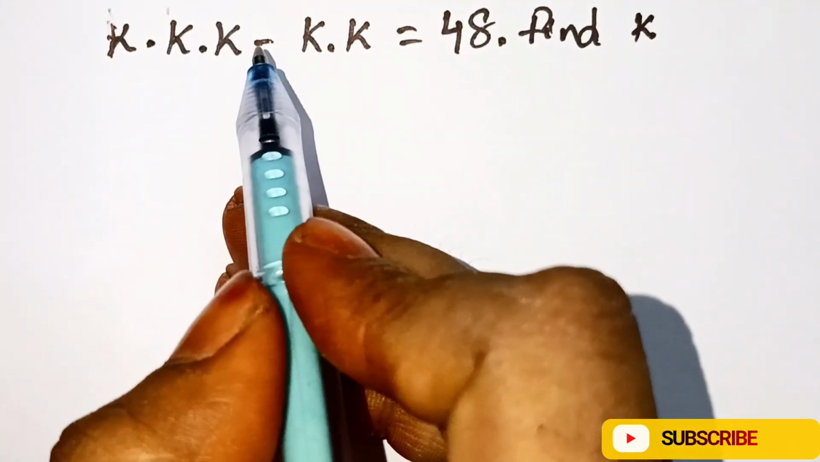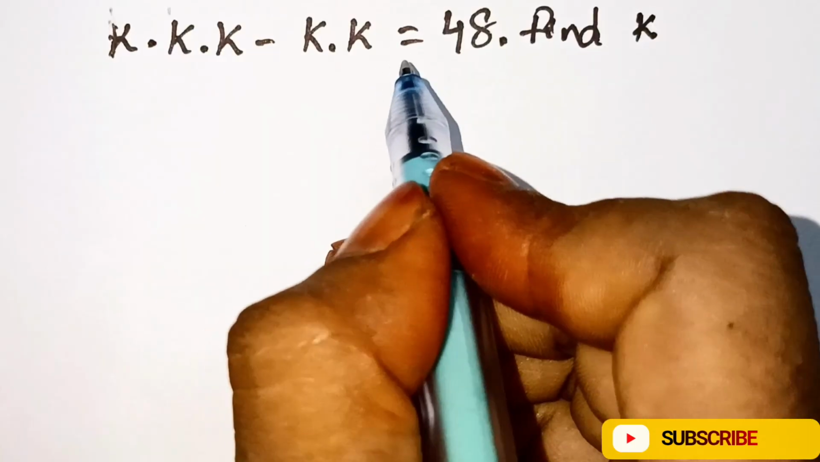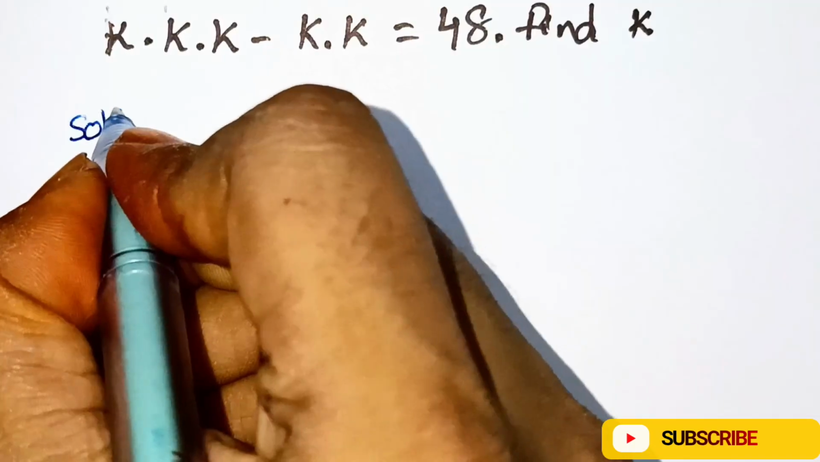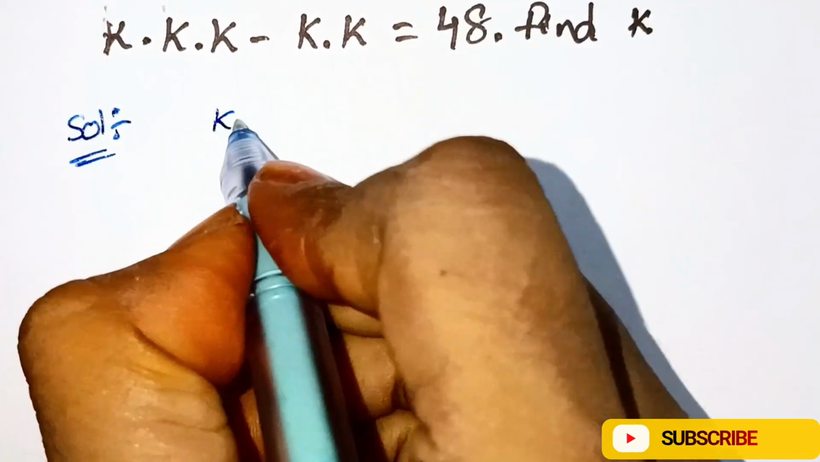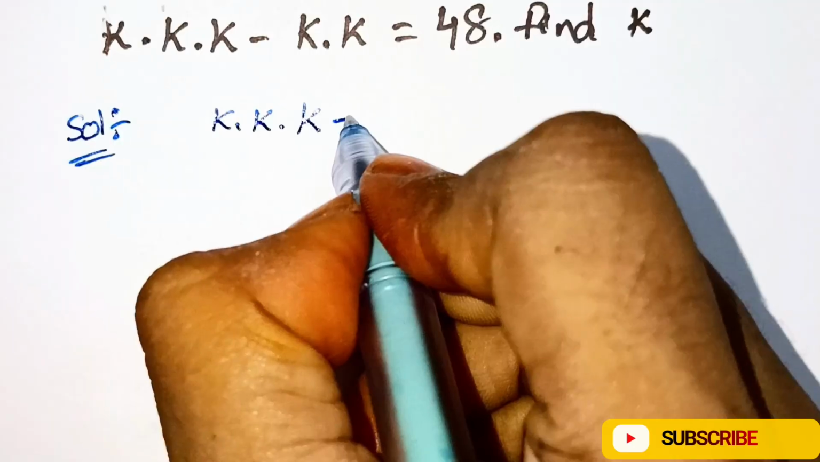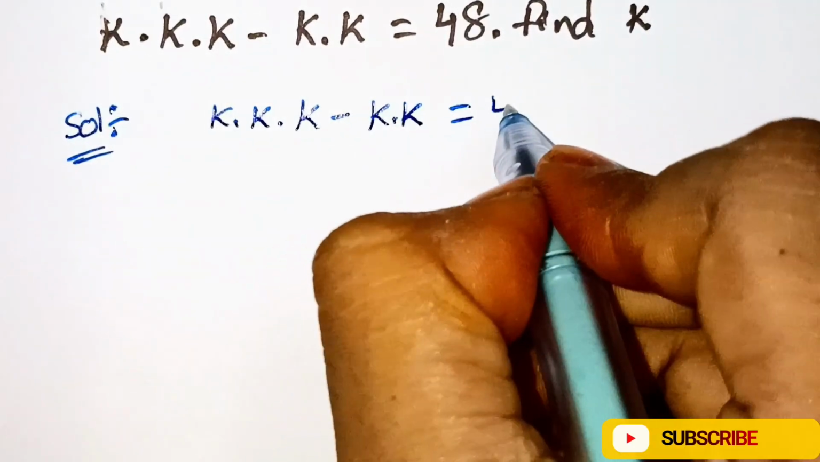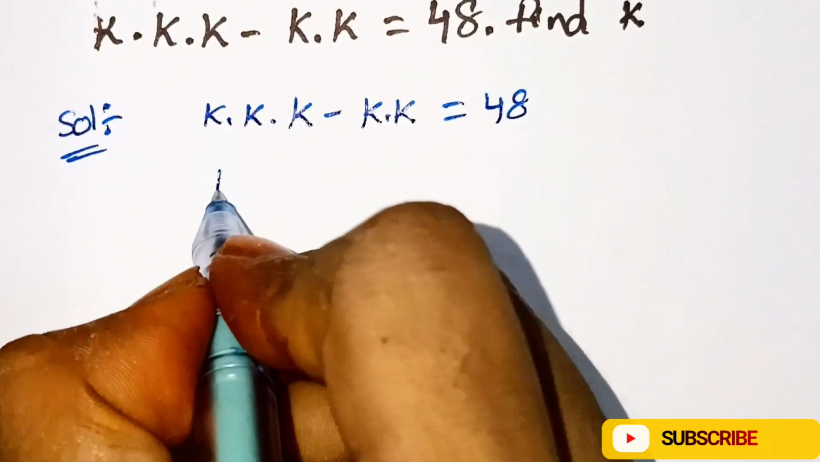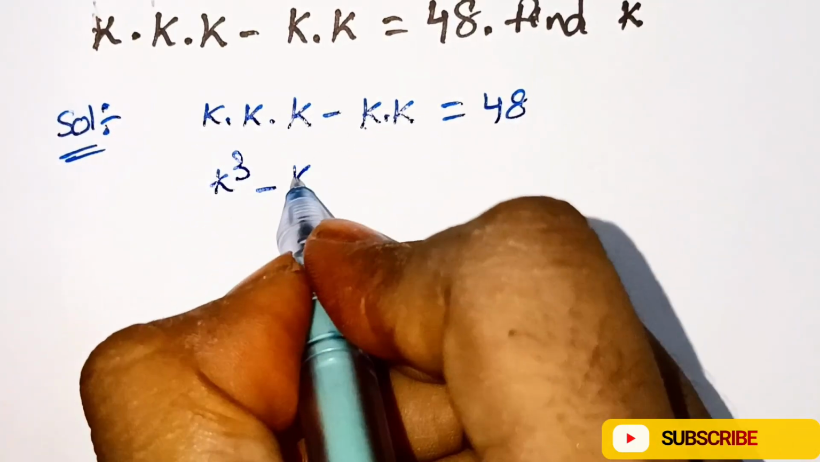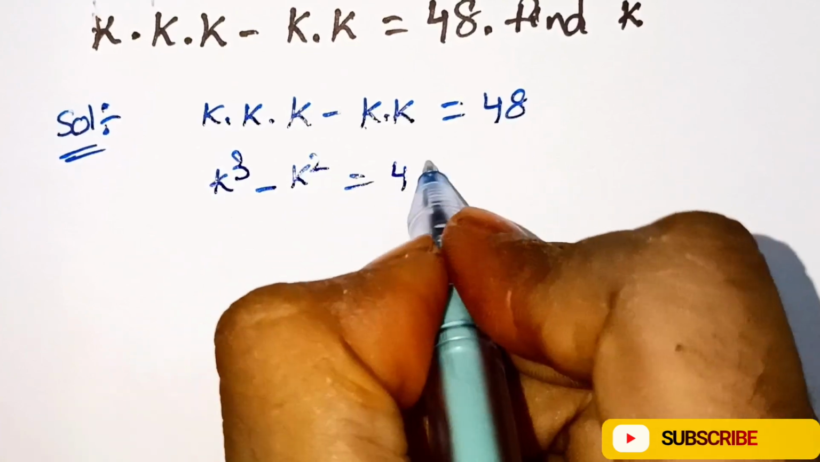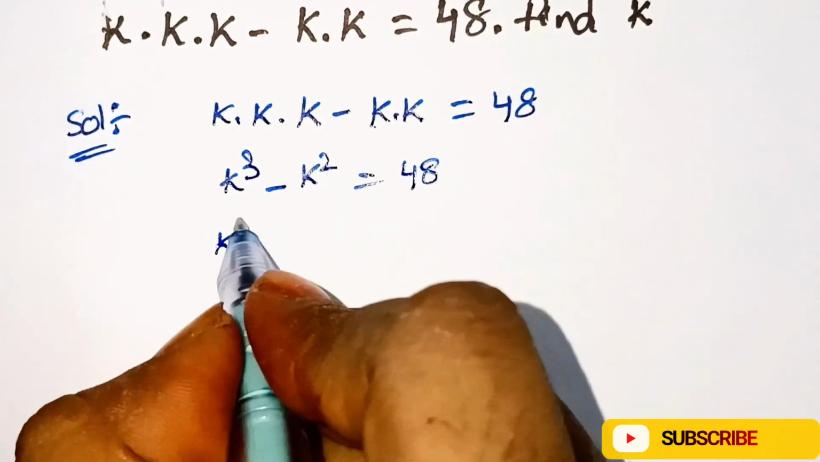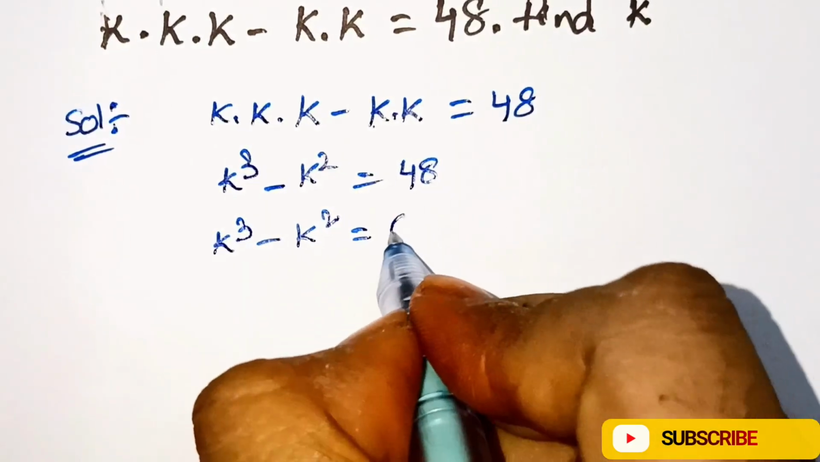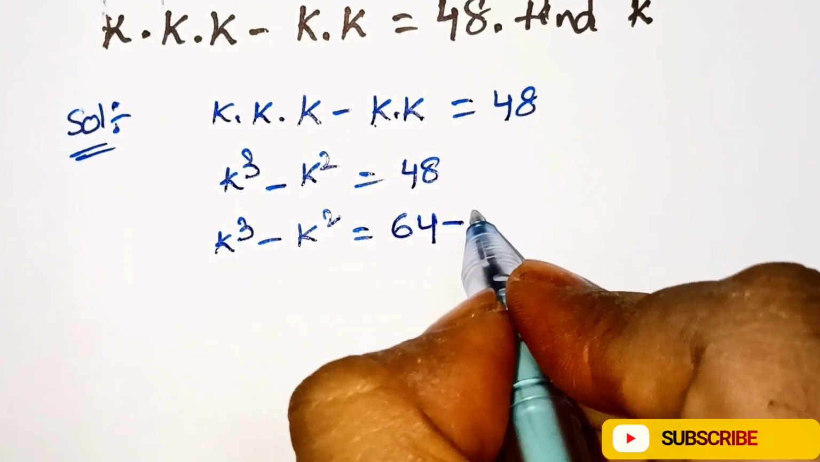k into k minus k into k equals 48. Find k. Let's start the solution. k into k minus k into k equals 48. k into k cube minus k into k square equals 48. k cube minus k square equals 48 times 64 minus 16.